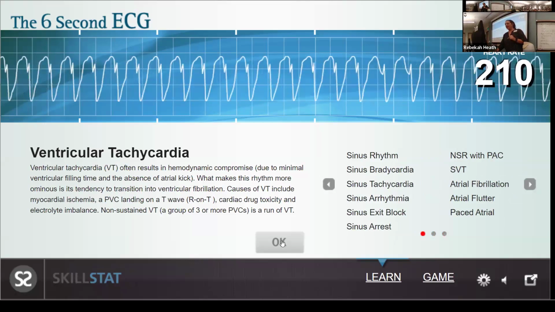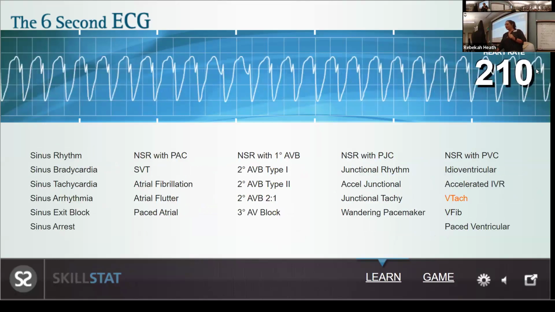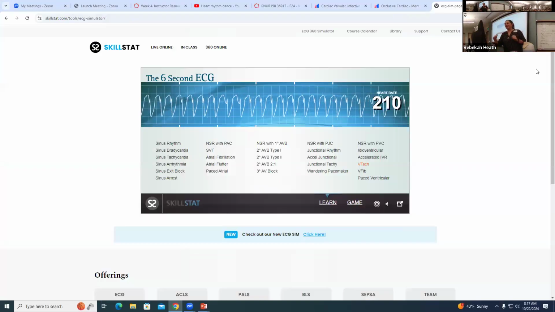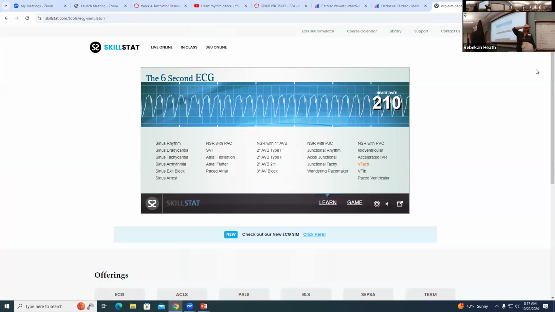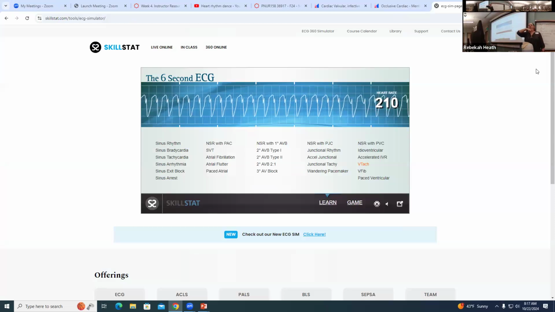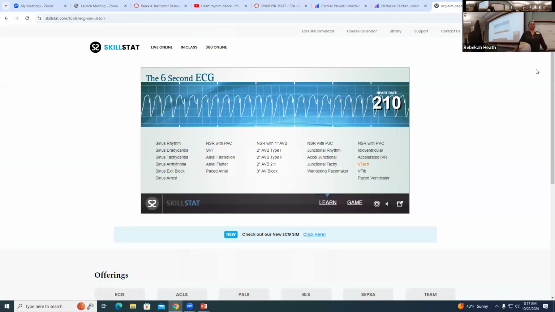Just flash, right? And it's not necessarily just a flat line. Sometimes we'll see a little bit, but it's not much. And it's definitely not the same as ventricular fibrillation.